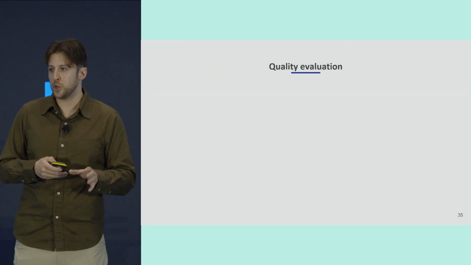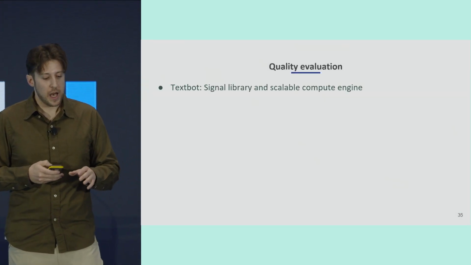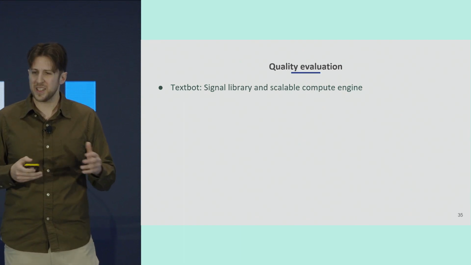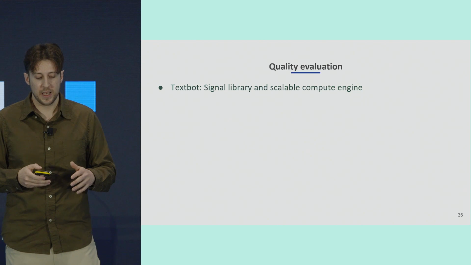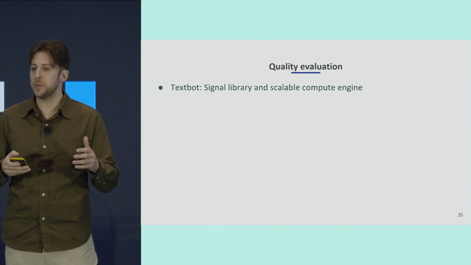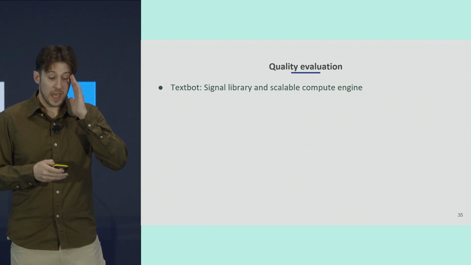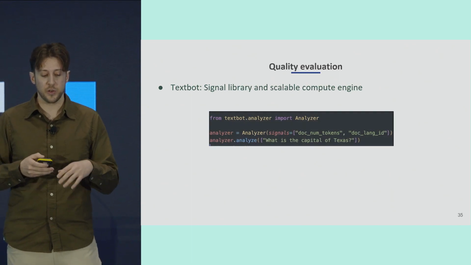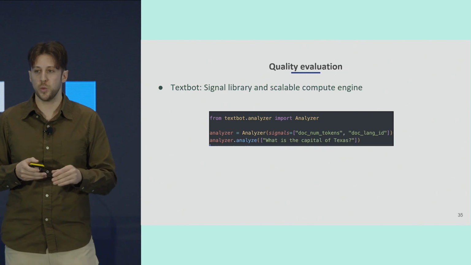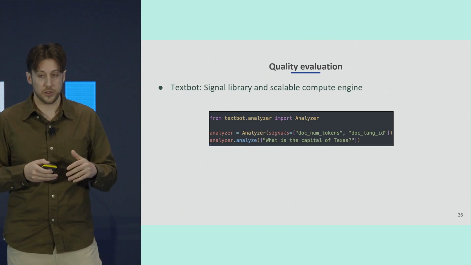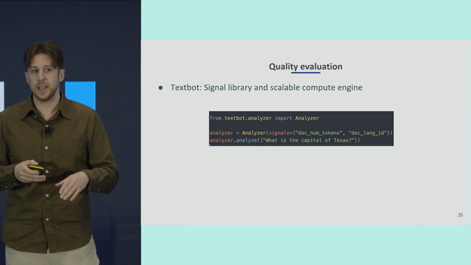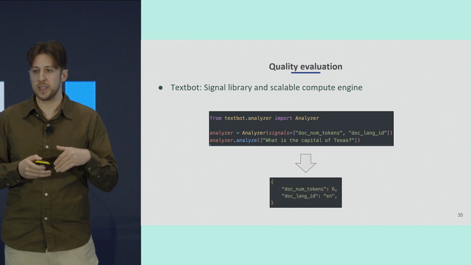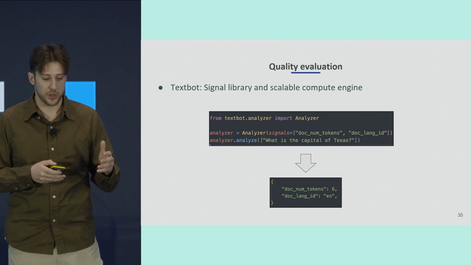So I'm going to talk about the quality evaluation piece first. We built a library, a Python package called TextBot, which basically is a signal library that also comes with a scalable compute engine. And it's a pretty simple API. You basically just import an analyzer, you define the config or the signals that you want to calculate, and you pass in some data or you point it at a data set, and it basically returns like the signals and the metrics that you're interested in.